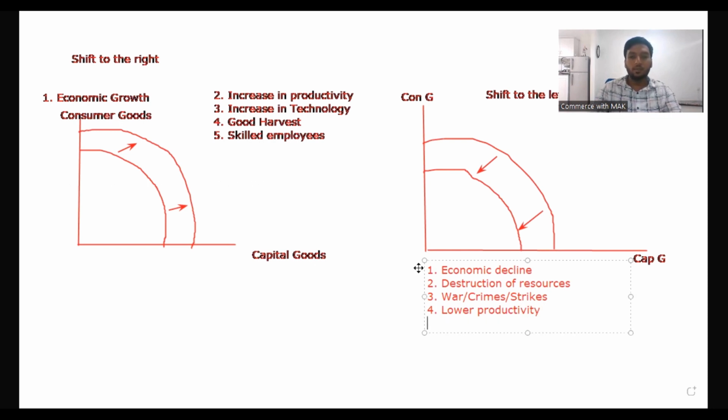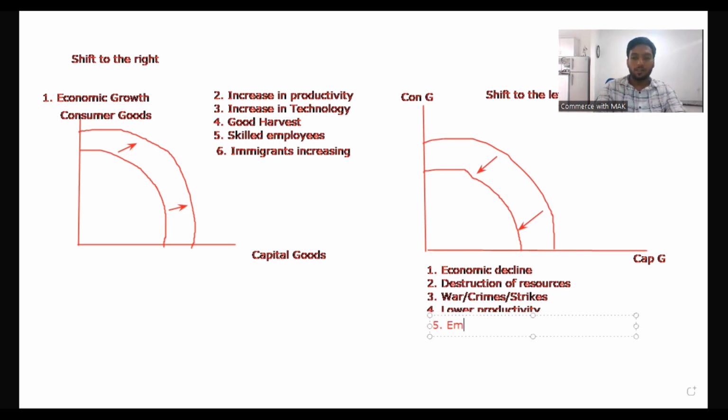Okay. Then I remember one more thing. So here I can say immigrants increasing. If people are coming from different countries to our country, our resources are increasing, that's a good thing. If people are leaving the country, that's not good. Employees leaving to another country, or immigrants increasing, which is not a good sign of the country's resource.